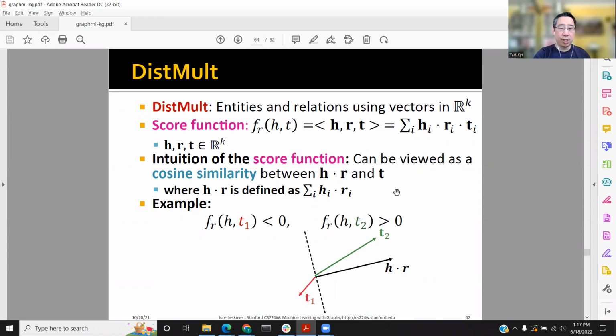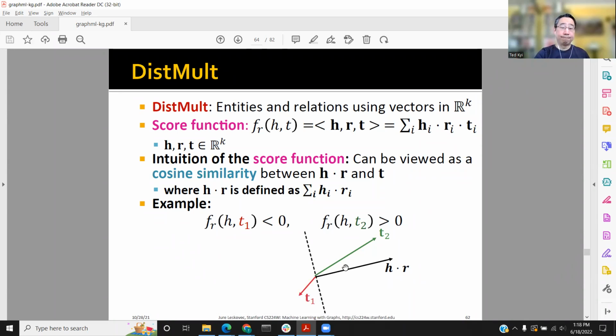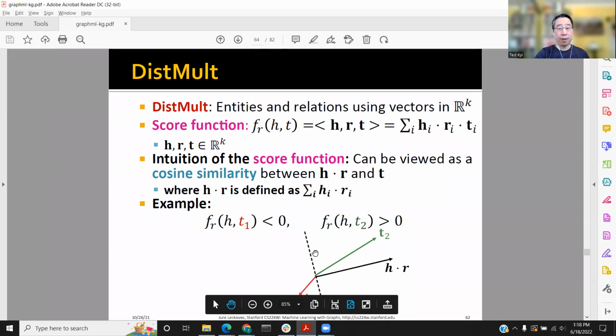I don't know if this intuition helps some of you, but if you look at head.r, that is going to define a particular vector. So this black vector here is head.r. In 2 dimensions, what's perpendicular to that is a line. In 3 dimensions, what's perpendicular is a plane, and in higher dimensions, it's a hyperplane. All of the points on that hyperplane are going to be orthogonal to it. They're going to have a 0 dot product.